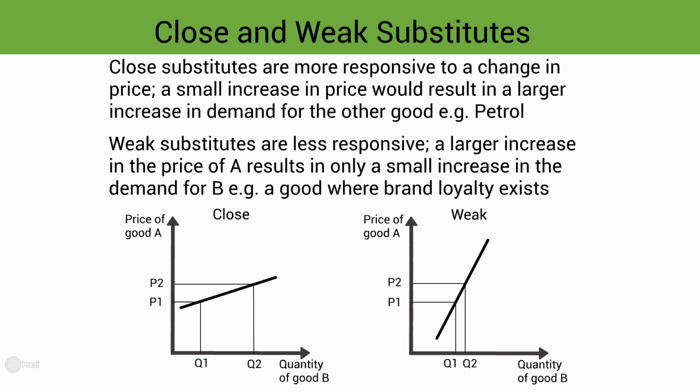So the closer the substitutes are, the flatter this curve will be, but still upward sloping, and the weaker these substitutes are, the steeper the line will be, but it will still be positive because these are substitute goods.